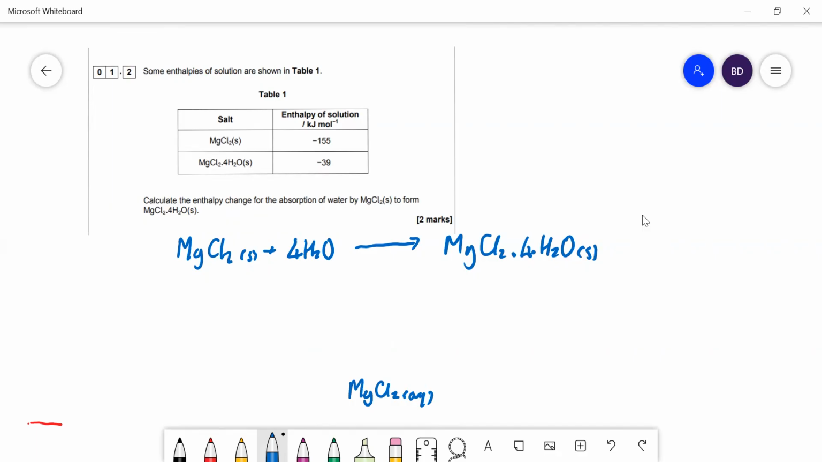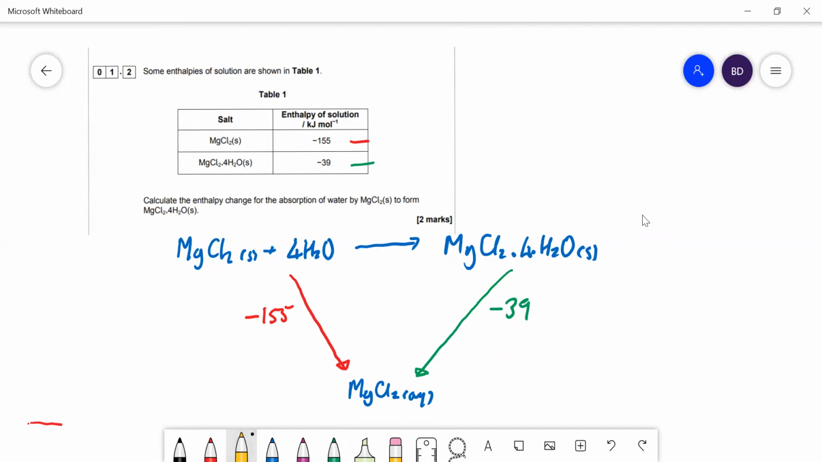And what we're doing, well, with this red arrow, we are dissolving the anhydrous magnesium chloride to form an aqueous solution. So we can do one experiment to find that. And on the green arrow, we are dissolving the hydrated stuff to form an aqueous solution. Right, so we can put the values on there. We can see that this red one is going to be minus 155. So this value here. And the green one is going to be minus 39.